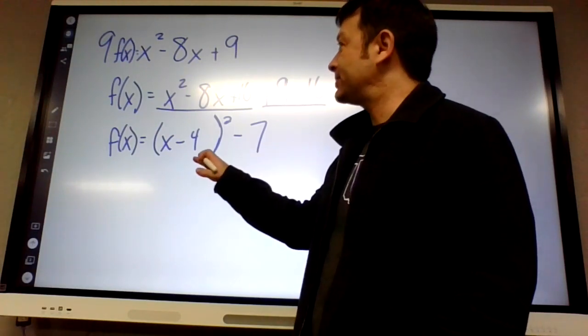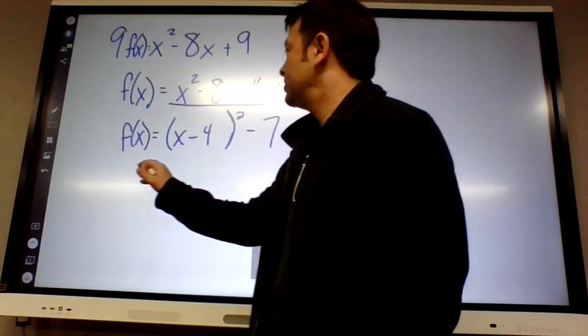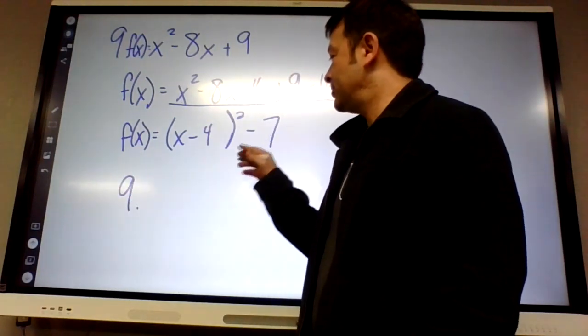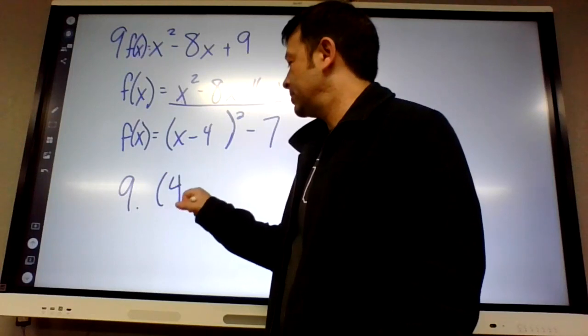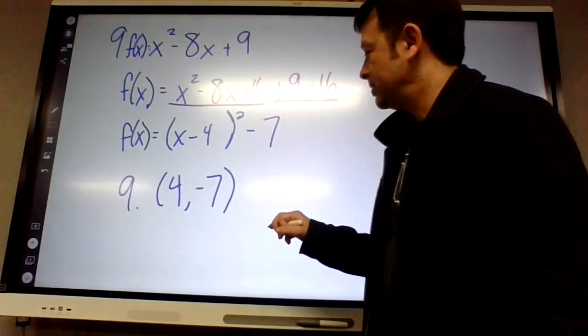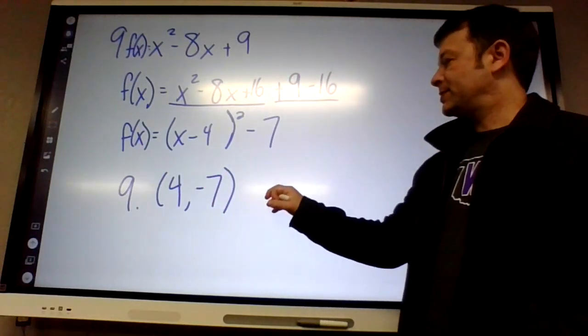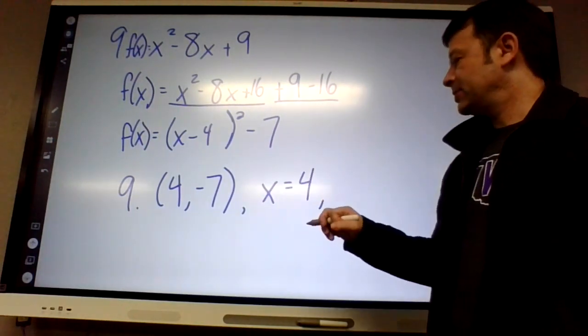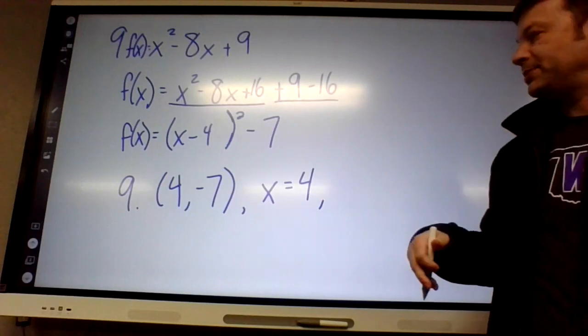What's the vertex? What number are we on? 9. The vertex is 4, -7: right 4, down 7. What's the line or axis of symmetry? x equals 4. Don't just say 4, you put x equals 4.